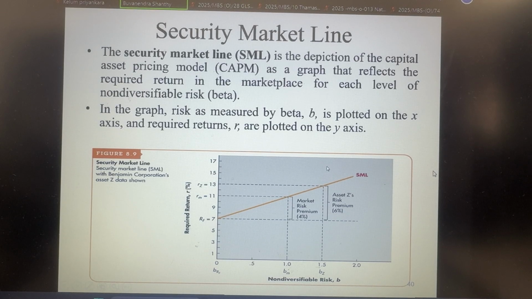The difference between the security market line and the risk-free rate is the risk premium. The market risk premium is the average market return minus the risk-free rate. But the risk premium is the overall premium, right? It is the difference between the risk-free rate and your calculated required rate of return. That is your risk premium. Okay, so it's very clear.